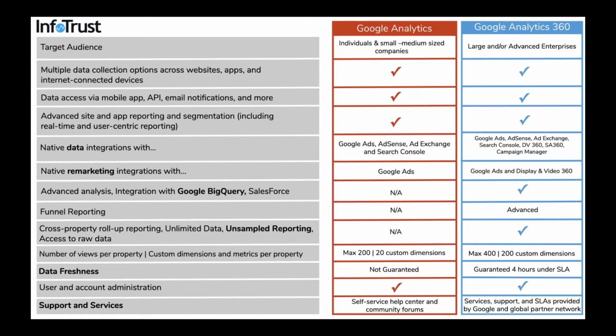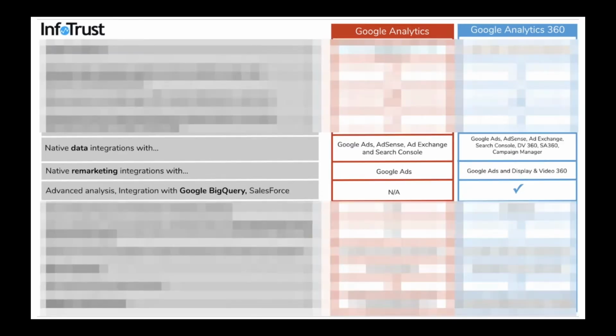And the first we're going to go through, before we take a deep dive into the other features, and arguably one of the most important differences between the tools, are the native integrations that Google Analytics and Google Analytics 360 have. So Google Analytics out of the box has an integration with Google Ads, AdSense, Ad Exchange, Search Console, and native remarketing integrations with Google Ads. And that typically will suffice for that smaller and medium-sized business.